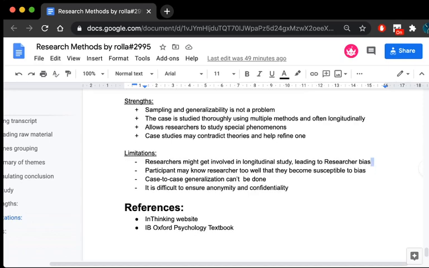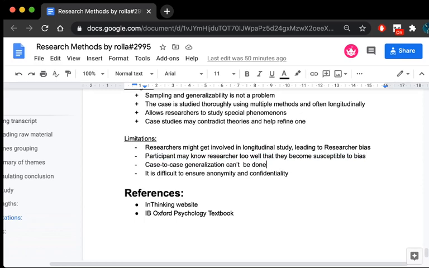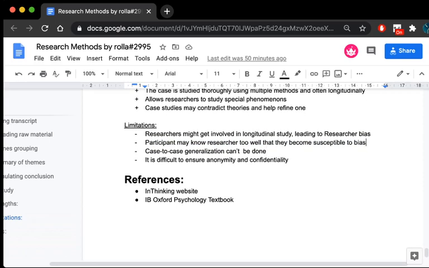The limitation about this is that researchers might get involved in a very long study with the participant, and this may cause researcher bias because you're going to be very involved with the participant. And participants may also know the researcher too well, so they become biased. They may behave in a certain way in front of the researchers because they're already kind of like friends, they know each other very well after a long time.